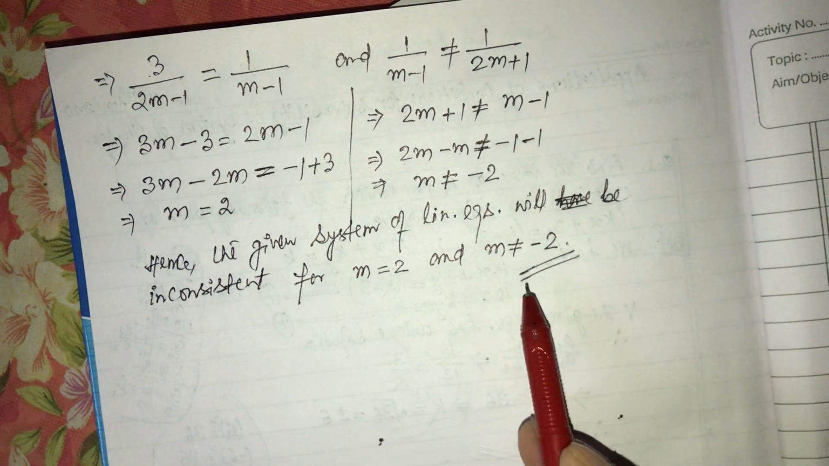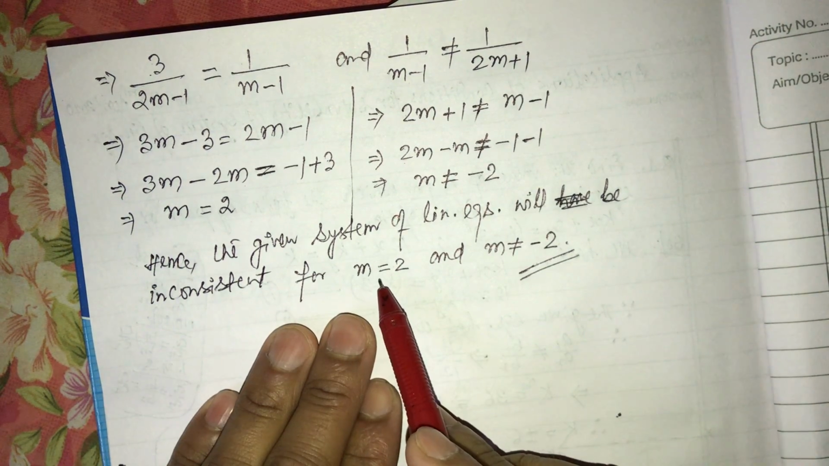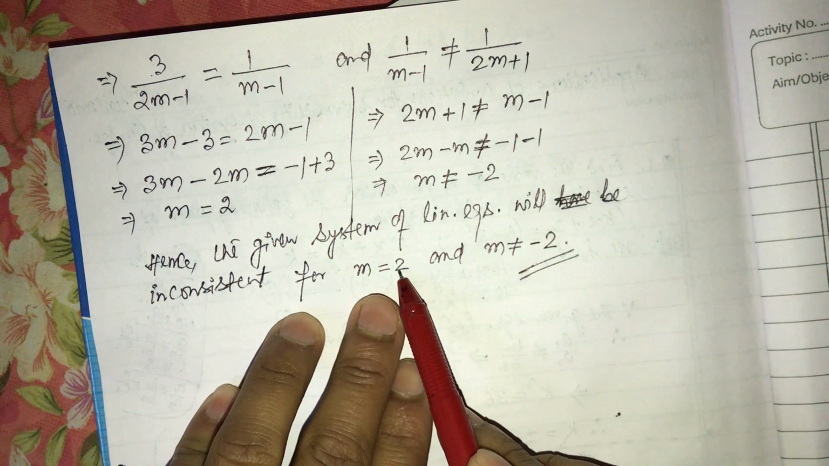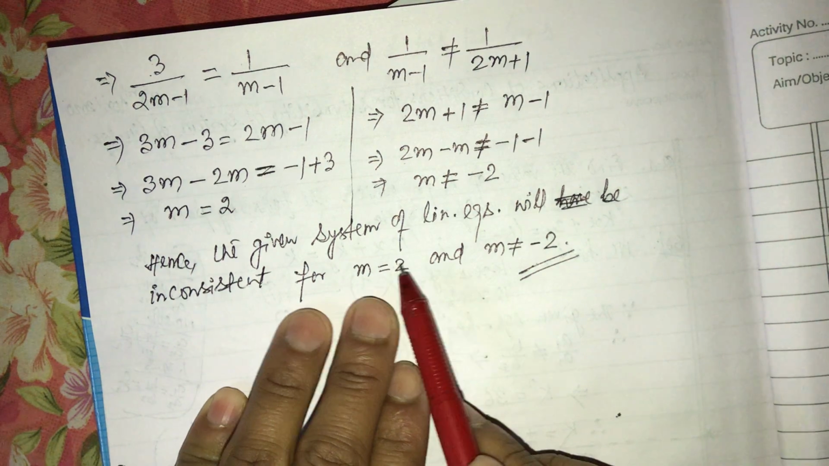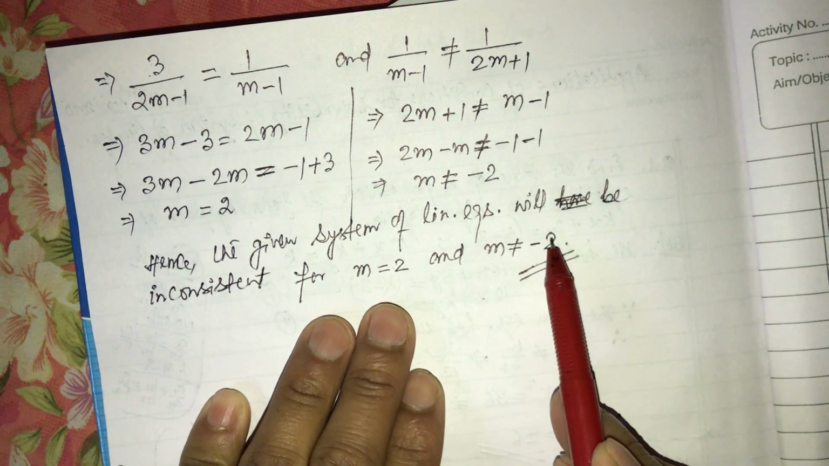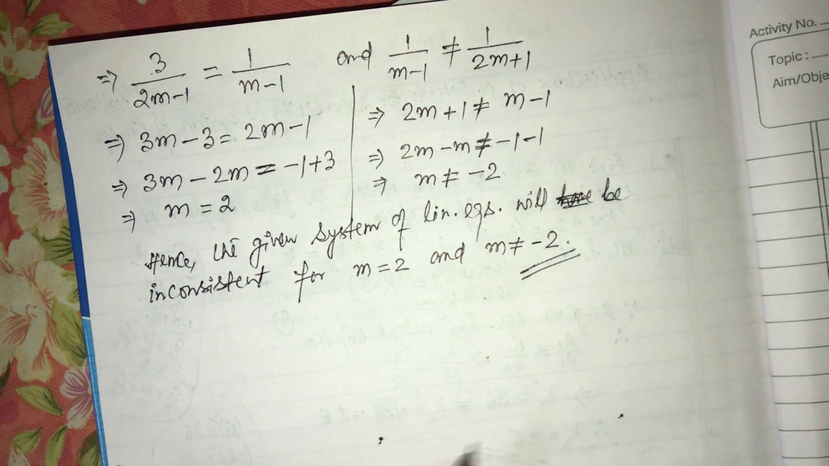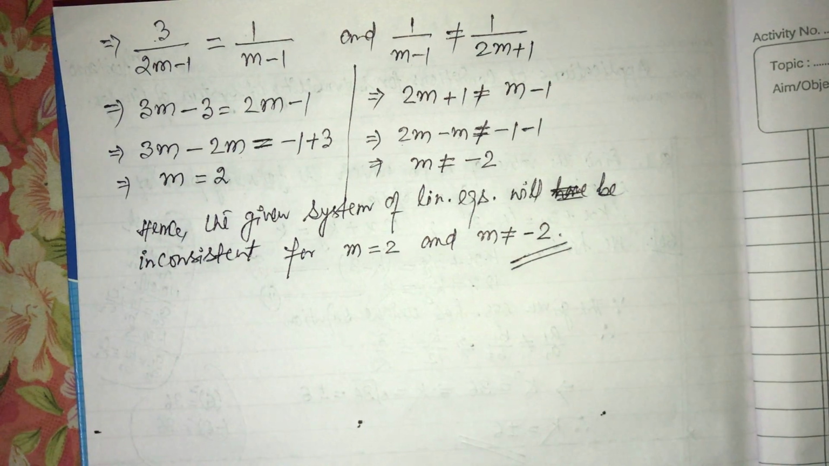So this is how we got the value of m. Then we can say m is not equal to minus 2 and m is equal to 2, right? So we can say the value of m is 2 and not minus 2. All right, so this is how we conclude here. Now let's move on to the next type of question I kept here.